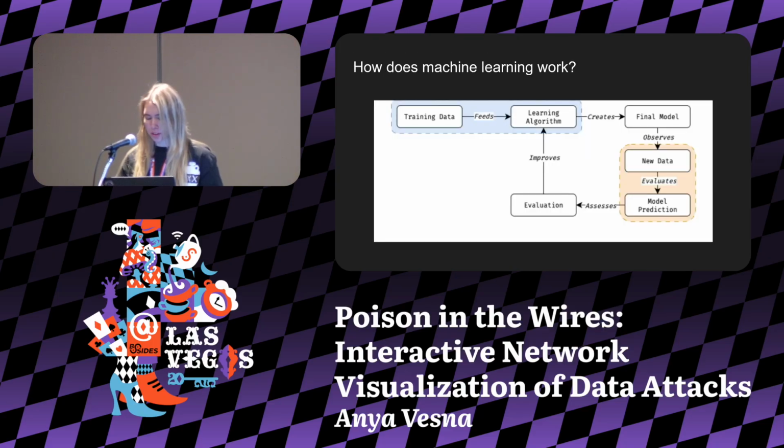So how does machine learning work? If you don't know how it works, this is a pretty simplified way of showing it. Machine learning is just a method of teaching computers pattern recognition and making predictions from data without being explicitly programmed for each specific task as the goal.